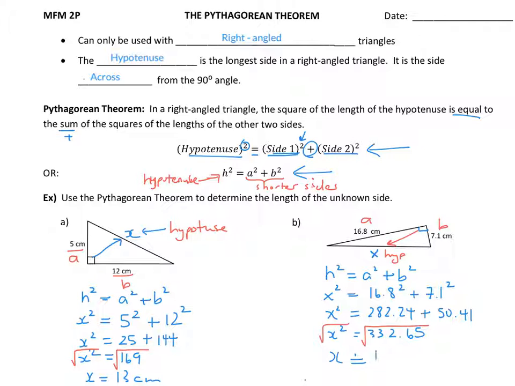I'm rounding to one decimal place because the sides that I was given in the question also only went to one decimal place. So our hypotenuse is about 18.2 centimeters. Try the next two examples that follow this. Again, you can put the video on pause, turn your screen over, try the question, and then check your work.